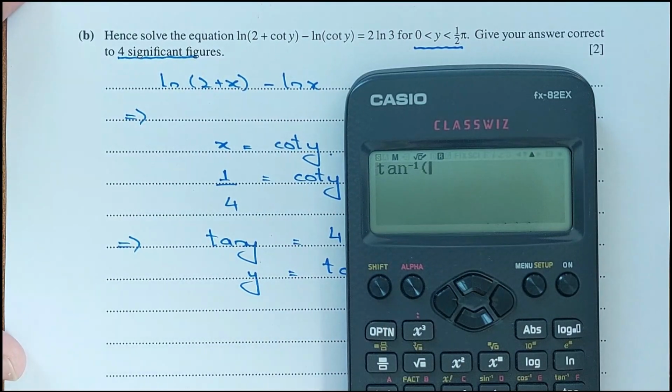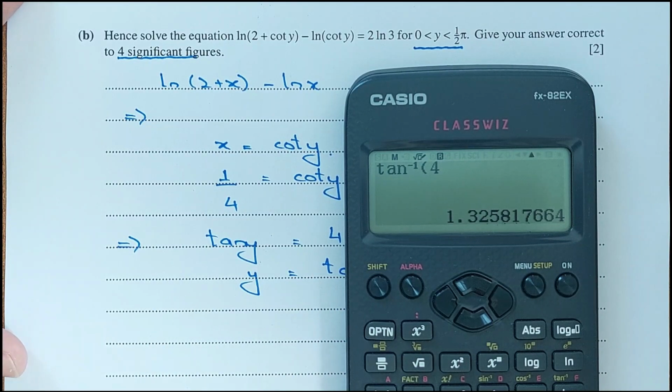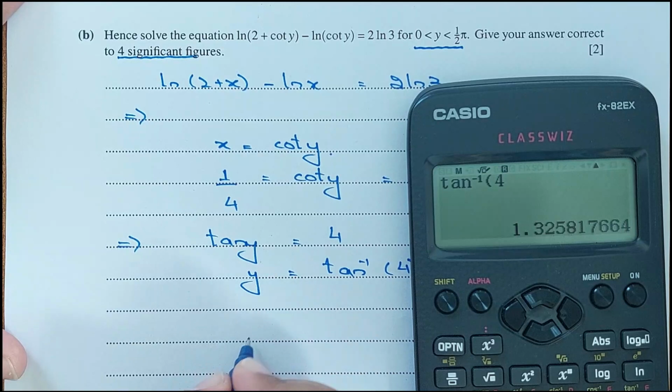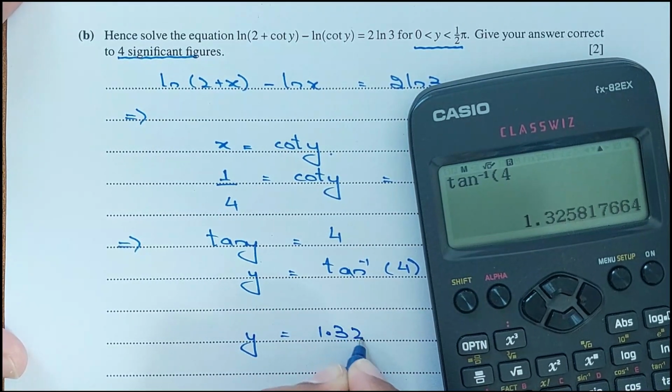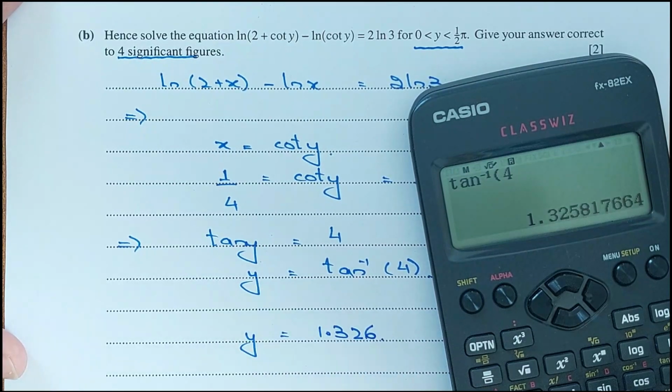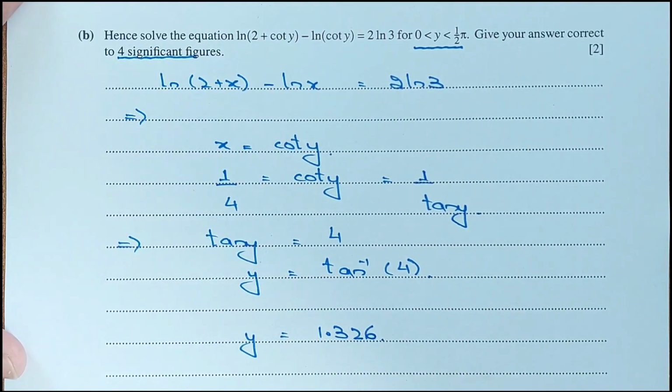So tangent inverse of 4 in radians is 1.3258. The y value is 1.326 when we round to 4 significant figures.